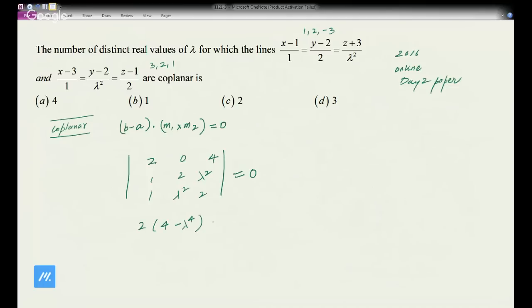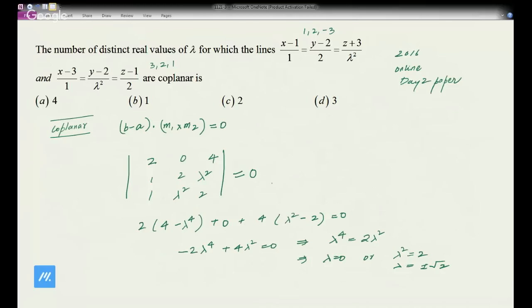So this will be 4 lambda 4 plus 0 plus 4 times lambda square minus 2 equal to 0. So if you notice, what you will be left with is 2 lambda 4 plus 4 lambda square equal to 0. So what this will give you is that lambda could be equal to 0, or lambda square is equal to 2, which gives you lambda is equal to plus minus root 2. So there could be three particular answers for this. So answer is D. Very simple.